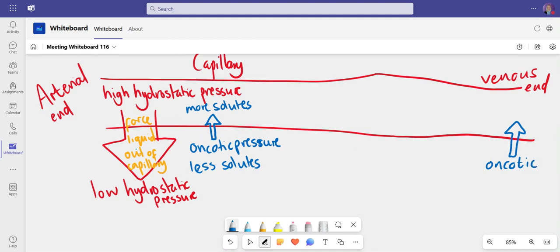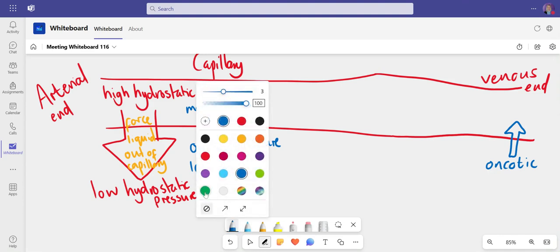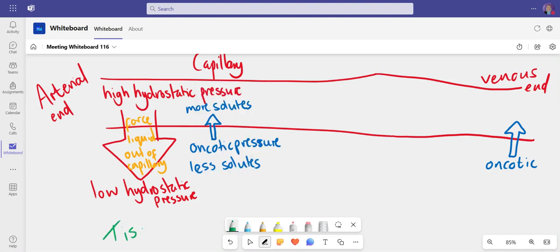Now, at the arterial end, the hydrostatic pressure created is much greater than the oncotic pressure. So overall, more liquid is forced out, and it forms the tissue fluid. So at this end, we can say tissue fluid forms.